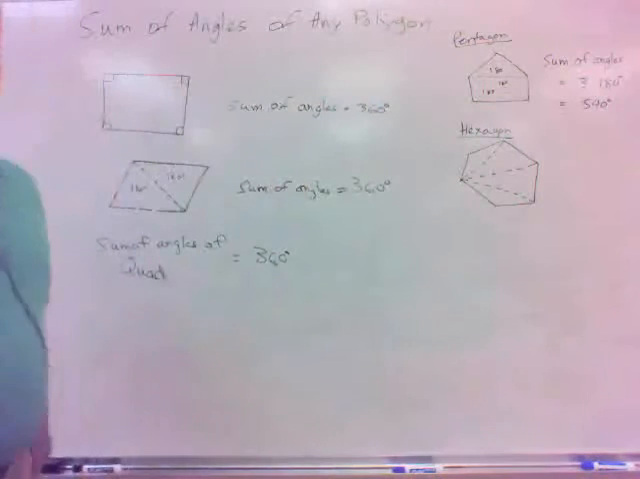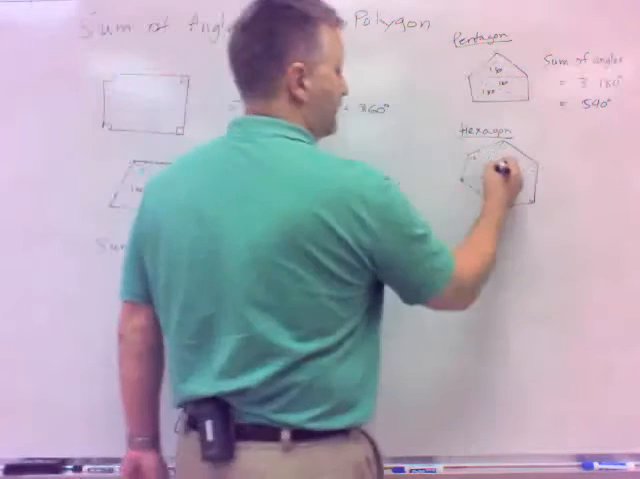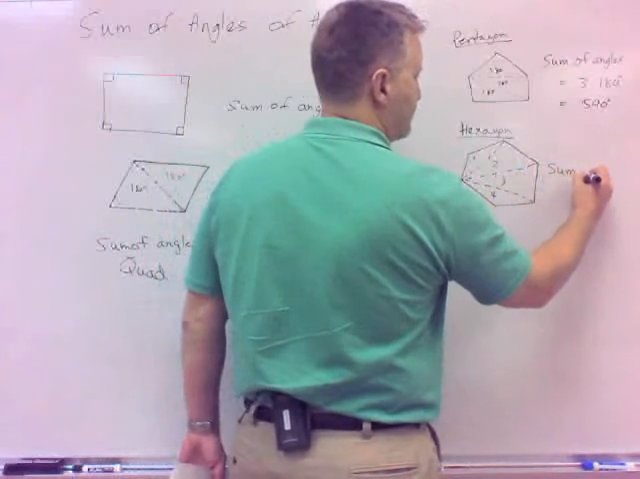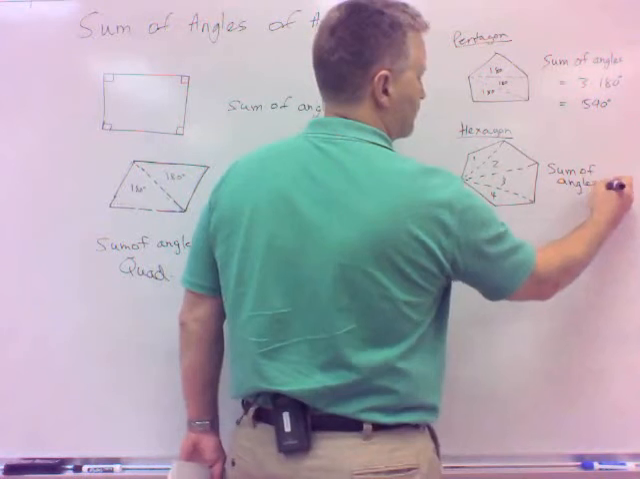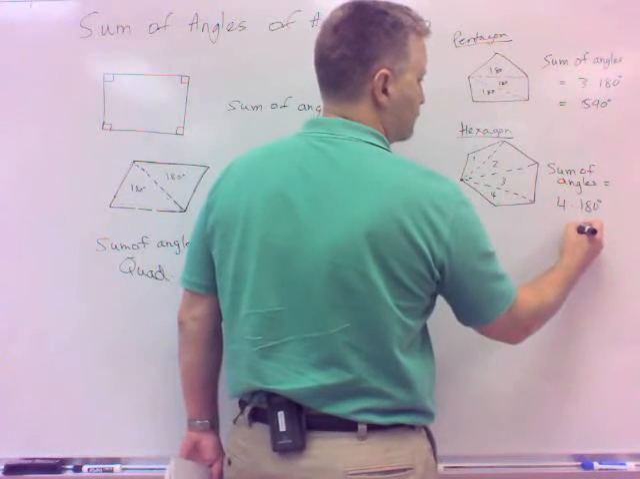How many triangles we got there? So you have to pick one corner. Yeah, pick one corner. You start at one corner and just go out from it. How many triangles do we have there? 1, 2, 3, 4 triangles. So wouldn't the sum of the angles be 4 times 180? 720?